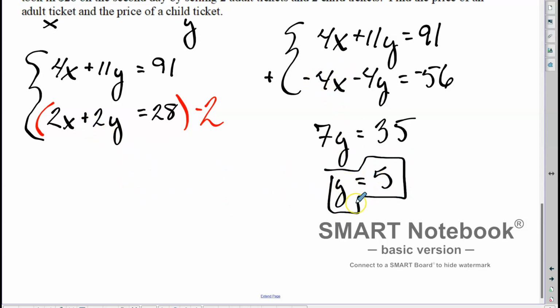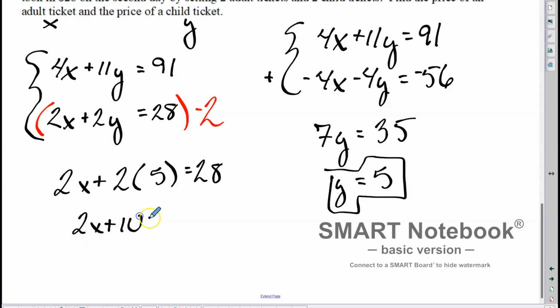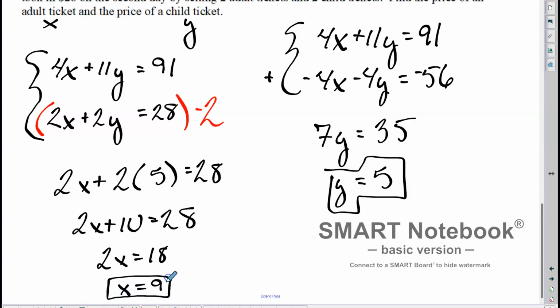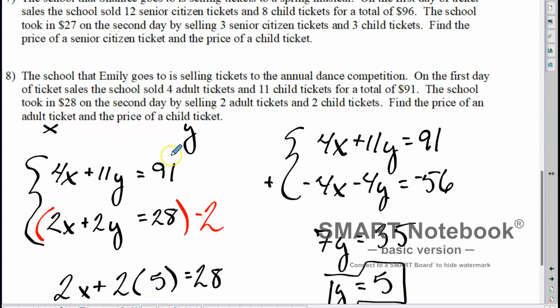This is really the hard part. Now the fun part is plugging it in. I like this original equation, so I'm going to go 2x plus 2y equals $28. That's 2x plus 10. Subtracted, I get 2x equals 18, and x equals 9. So mathematically I'm done, but now I've got to go back into the real world and look at what the question asks: find the price of an adult ticket and the price of a child ticket.